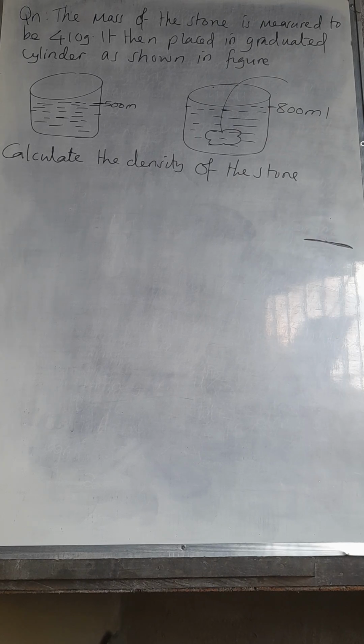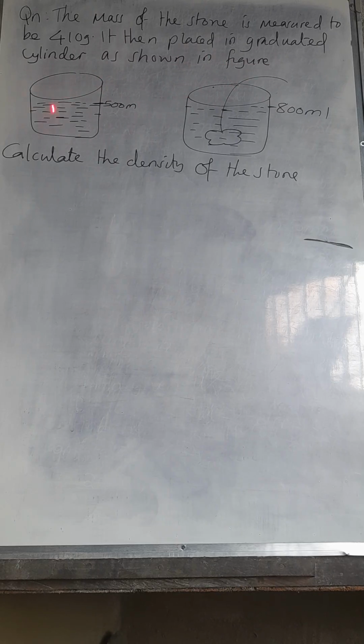Welcome to another question. You're given a very important question today that we want to solve. The mass of a stone is measured to be almost 410 grams. It is then placed in a graduated cylinder, as shown in the figure.